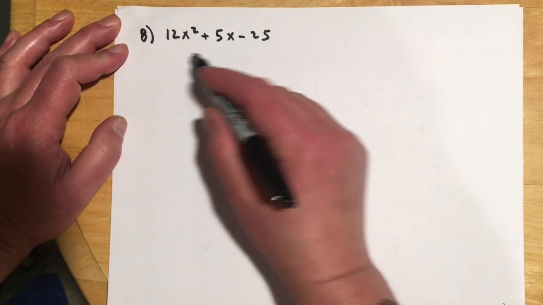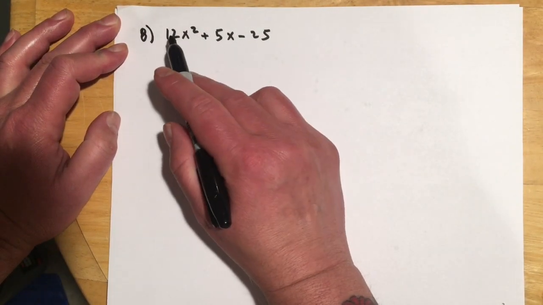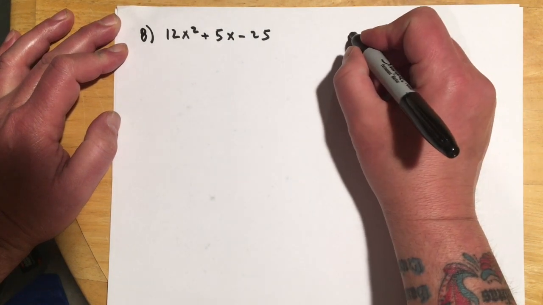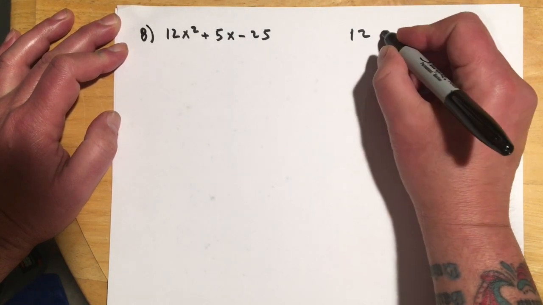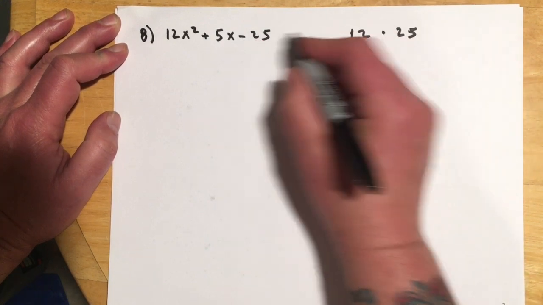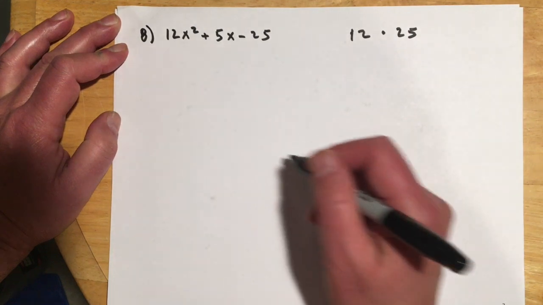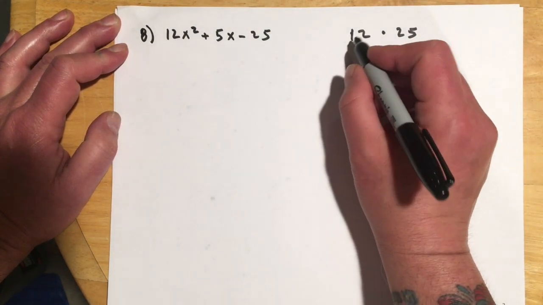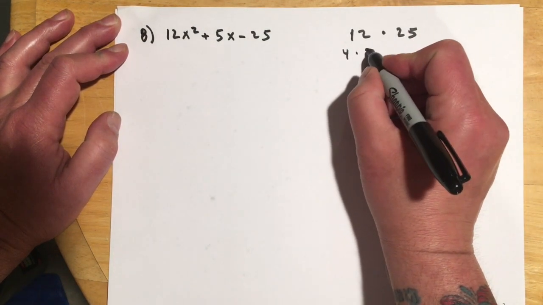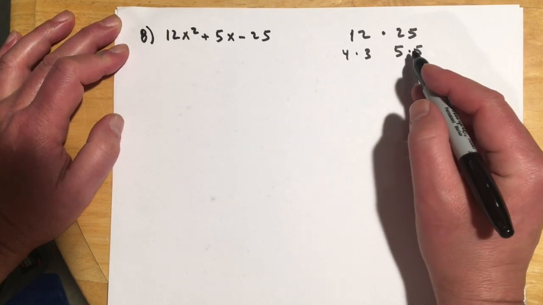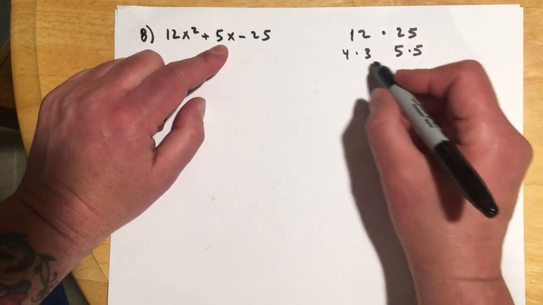Okay, so number 8. This one's a little bit trickier because 12 times negative 25 is a really big number. So sometimes when I have that, I'll just do 12 times 25. And that it's negative means I'm going to be looking for the difference between the numbers, so the difference is going to be 5. And then what I do is I factor this down a little bit, and then I kind of look at the factors and see if I can find 2 that are 5 apart.